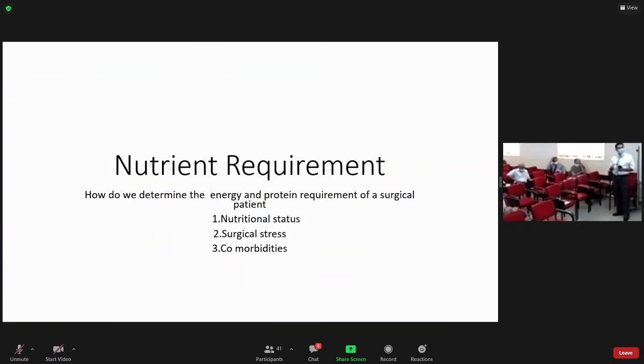Nutritional requirements. How do we determine the energy and protein requirement of a surgical patient? So we have to consider three facts.